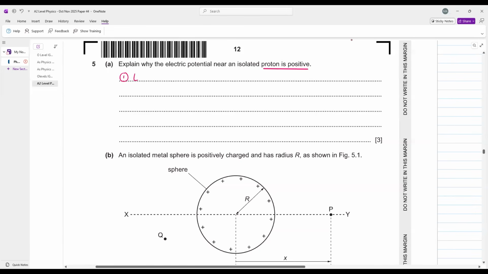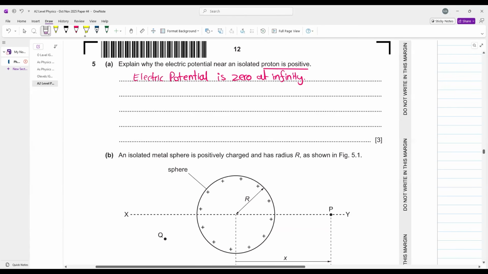You will say electric potential is zero at infinity. Secondly, what will be the second point that you will write here? You will say the proton has a positive charge, hence it repels another positive charge.